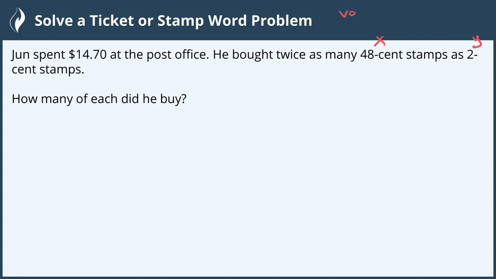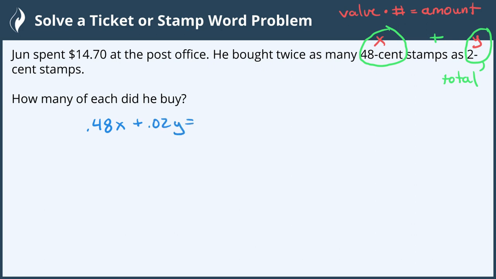If we take the value and multiply it by how many we have, we will get the amount for each of the stamps. So if I multiply 48 cents times X and 2 cents times Y, I'll get the amount. Then if I add those two together, I will get the total of all of it, which is $14.70. And that's our first equation. 0.48x plus 0.02y equals $14.70.